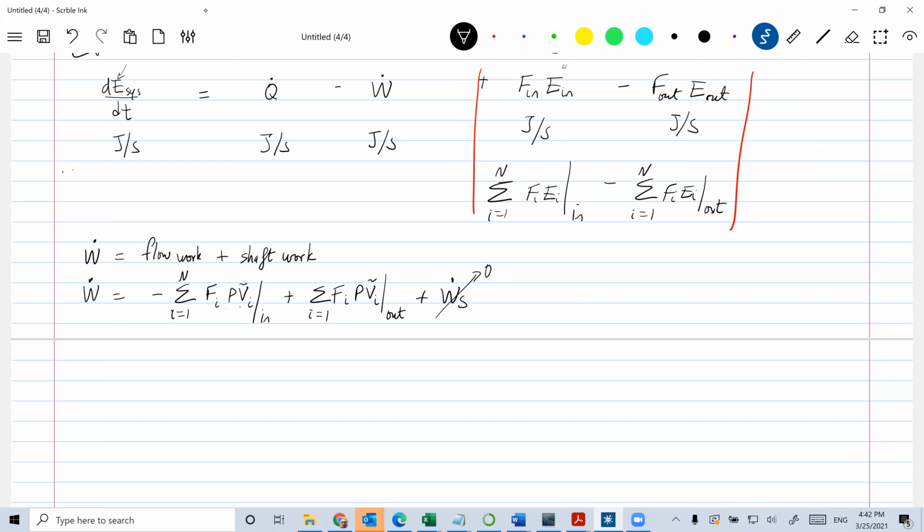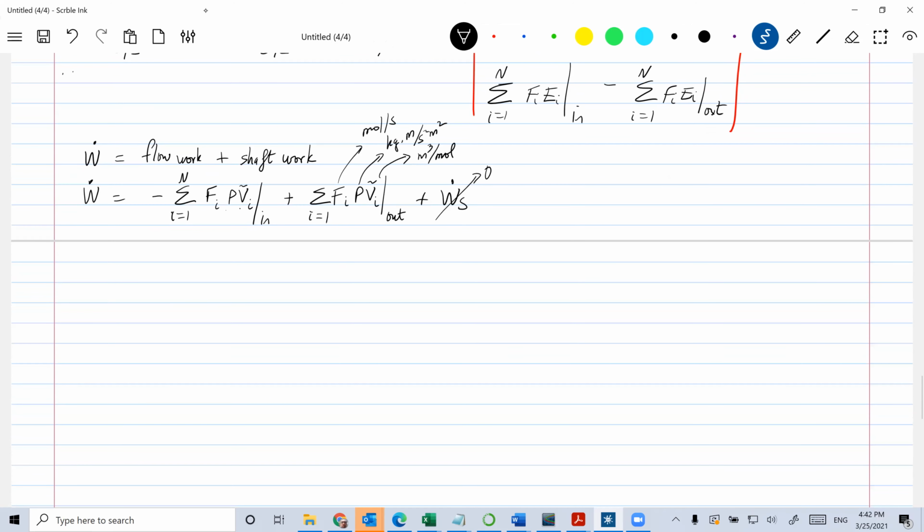So let me put the units here for you guys. So this is, let's say, mole per second. This is kilogram meter divided by second squared, which is a Newton. And this one is molar volume, which is cubic meter per mole. So if you multiply everything together, you'll get joules per second. So it is still the same units.